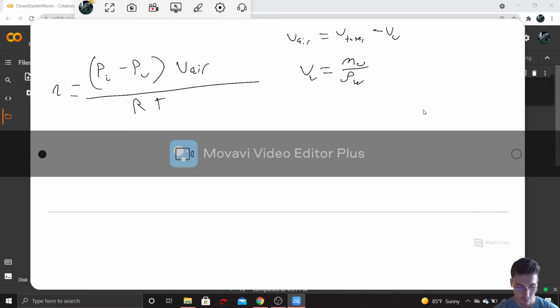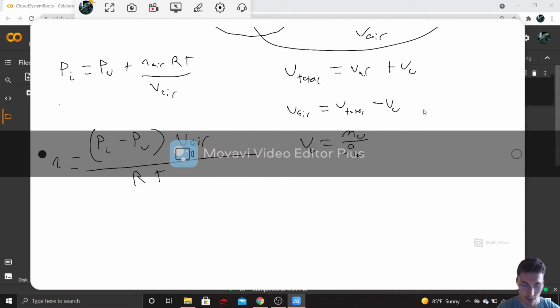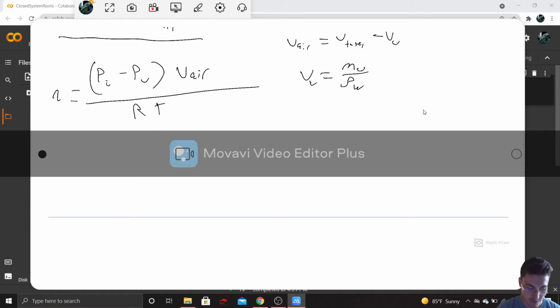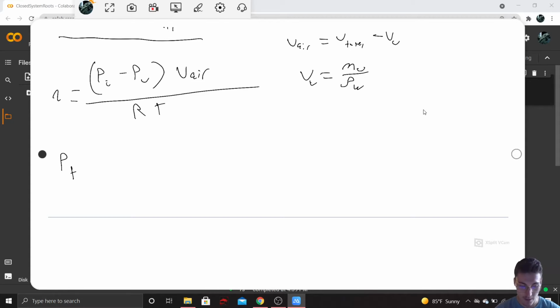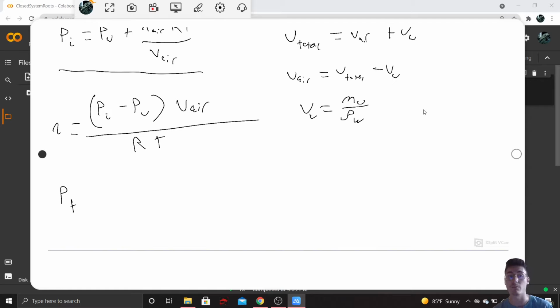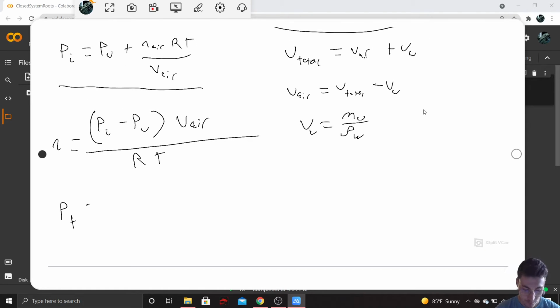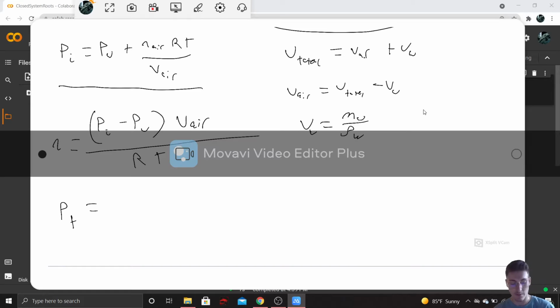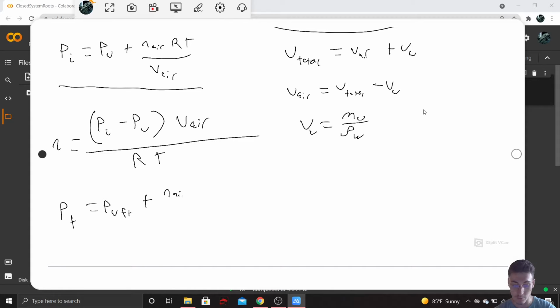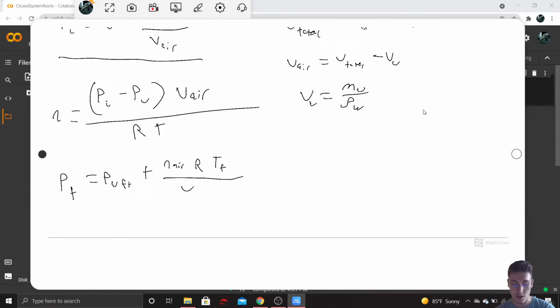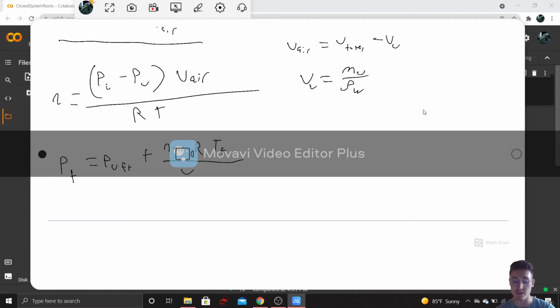So now what we can do is copy this equation from above. Since we know our final pressure, we can plug in the found number of moles. So now our final pressure is going to equal the partial pressure of water at the final temperature, plus the partial pressure of air at the final temperature. So the number of moles of air, which is again going to stay the same, times R times the final temperature over the volume.